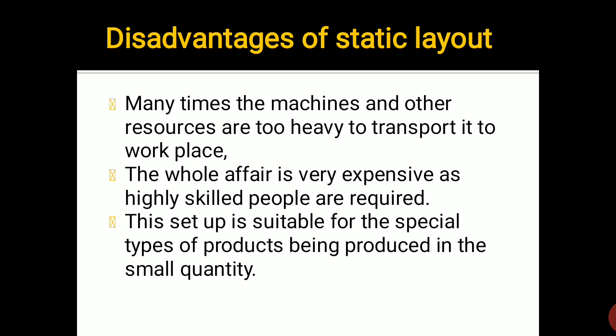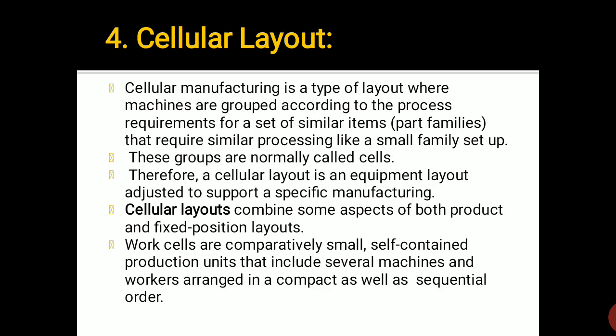All right, so what we have done up till now is we have taken up the static layout, what it is and how it works. Check the slides. We have already seen the advantages of static layout, and we have also checked the disadvantages. Now we are moving towards the fourth important type, known as cellular layout. Cell means the small place or compartment. When we divide the whole area into small cells or small departments, it is known as cellular layout, right?